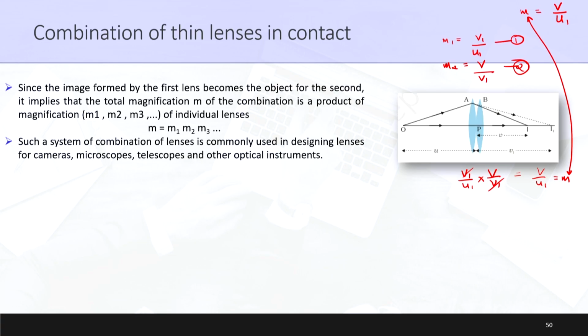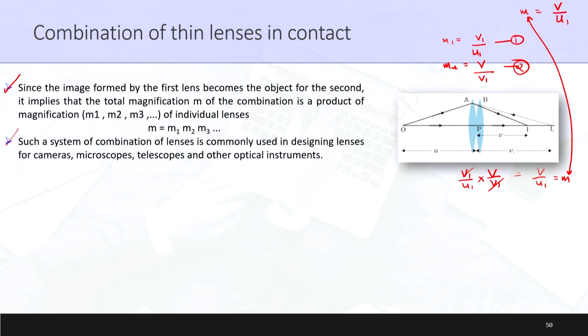So, just iterating this again. Since the image formed by the first lens becomes the object for the second, it implies that the total magnification m of the combination is a product of the magnifications, that is m1, m2, m3 and so on for individual lenses. Hence, m is equal to m1 multiplied by m2 multiplied by m3 and so on, till mn. Fine, this thing has also been explained. Such a system of combination of lenses is commonly used in designing lenses for cameras, microscopes, telescopes and other optical instruments. Fine, so this is also explained.